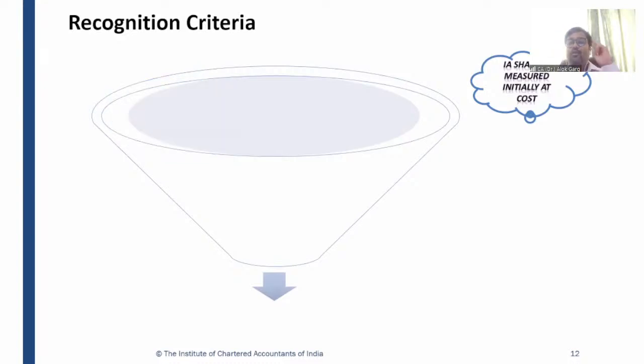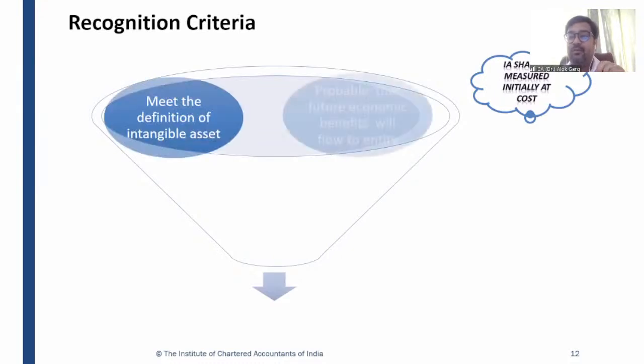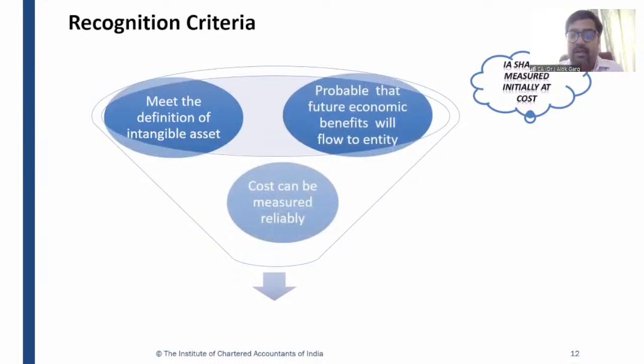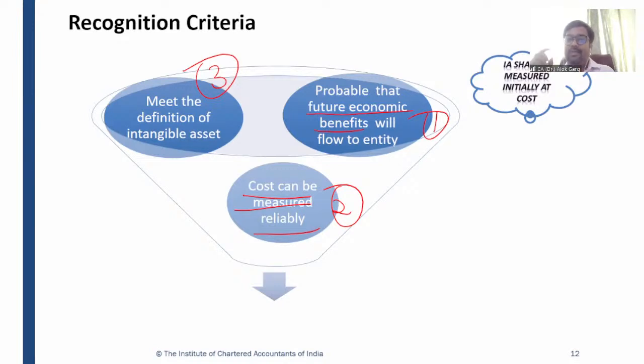So guys, two conditions will always be there. One, future economic benefit is probable, and the cost can be measured reliably. Apart from this, one more condition is there: the definition of intangible assets should be met. Otherwise, there is no difference in the recognition criteria between PPE and the intangible asset.